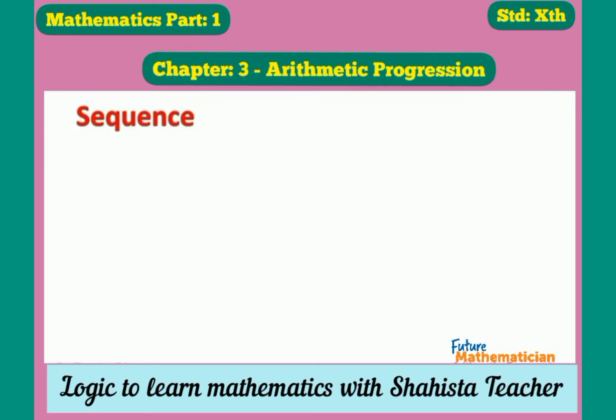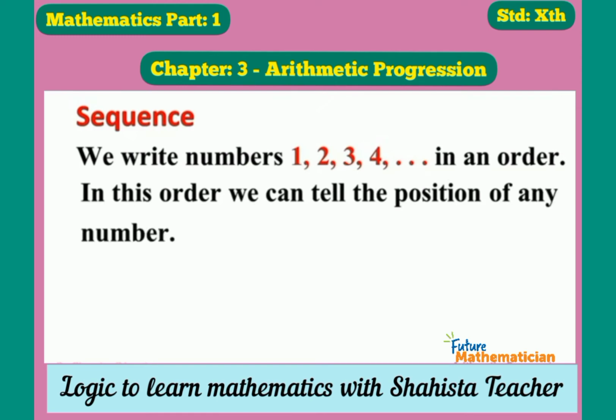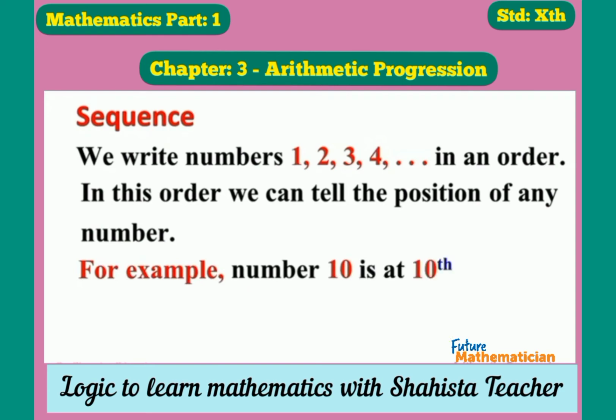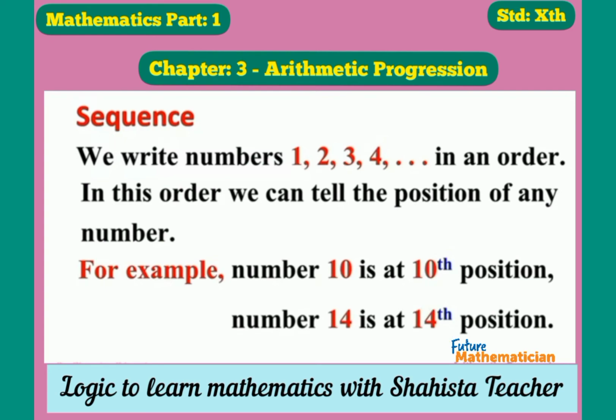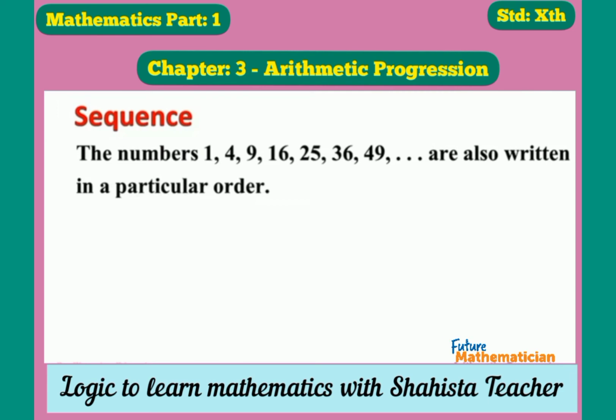Let's study some more examples of sequence. Here we write numbers 1, 2, 3, 4 and dot dot dot in an order. So in this order we can tell the position of any number. Okay, so this 1, 2, 3, 4 are infinite. For example, number 10 is at 10th position, number 14 is at 14th position. So the sequence of numbers 1, 4, 9, 16, 25, 36, 49 continuation, this dot dot means infinite numbers, are also written in a particular order.